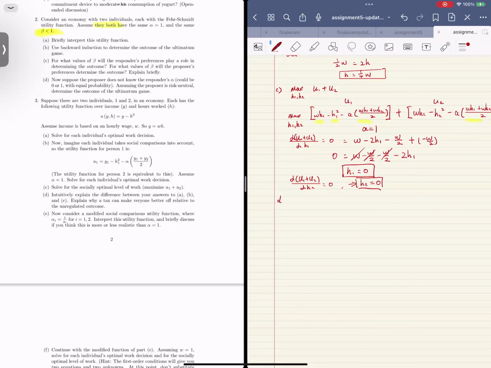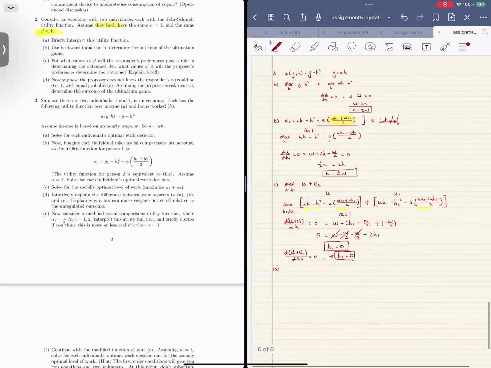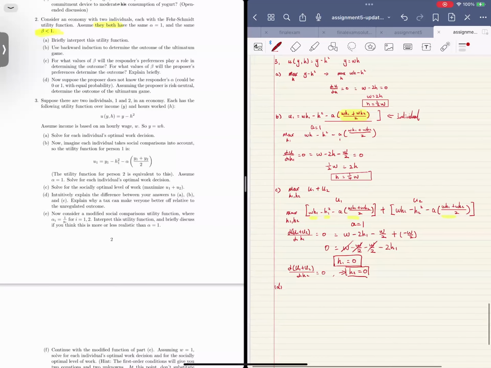Now we go to D. Intuitively explain the difference between your answers A, B, and C. Explain why a tax can make everyone better off relative to the unregulated outcome. Do you guys want to try to answer D?